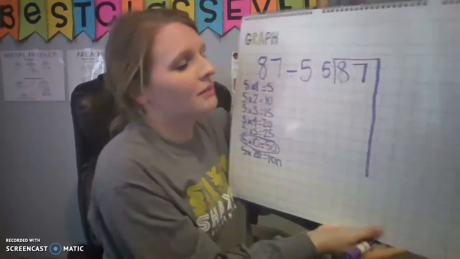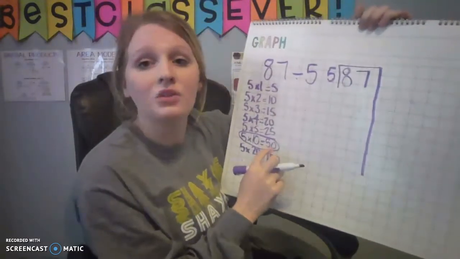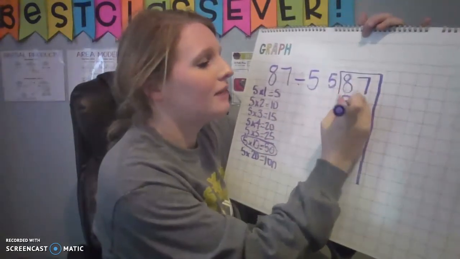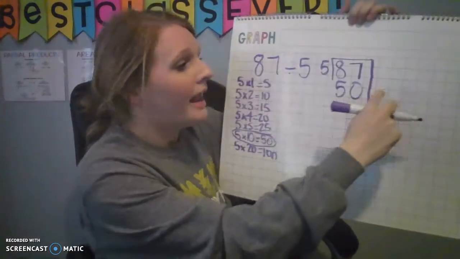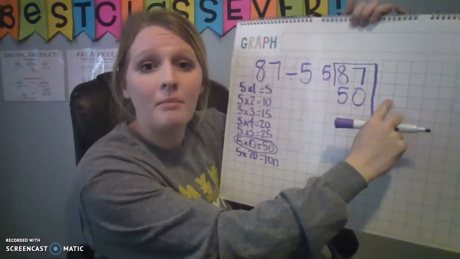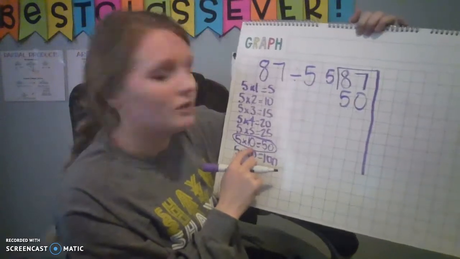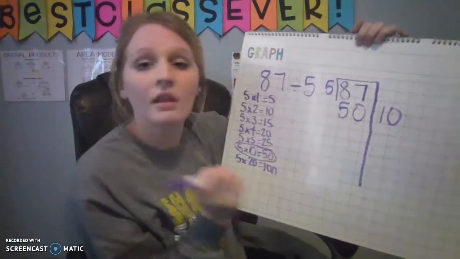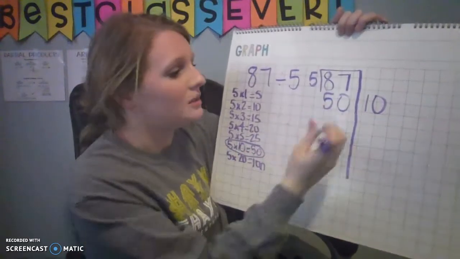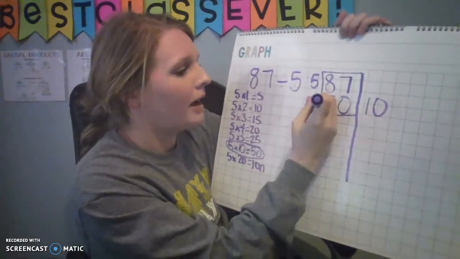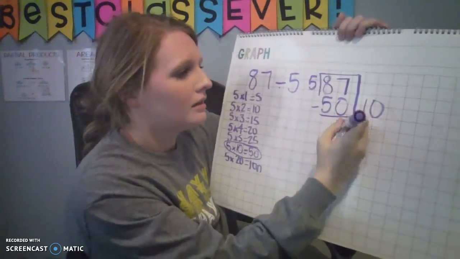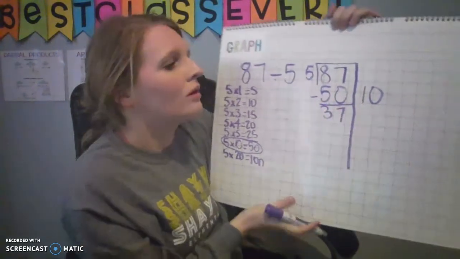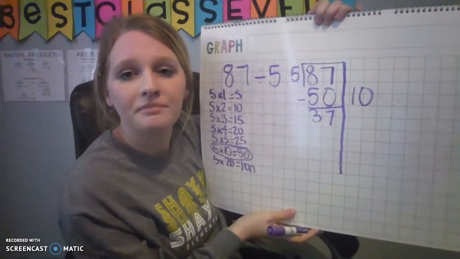So I'm going to come over to my problem, and I said that my answer was 50. I'm going to put that inside of my box. And then outside of my box, I need to put what I multiplied by. In this case, I multiplied times 10. So I'm going to put that outside of there. From here, all you need to do is subtract. So inside of our box, we're going to subtract. And we're left with 37.